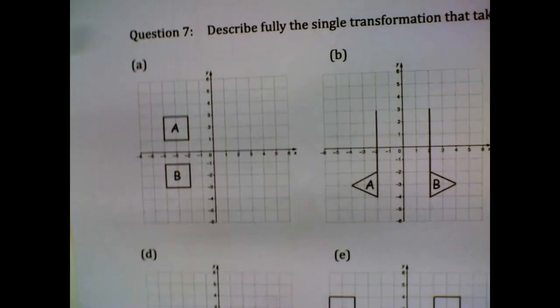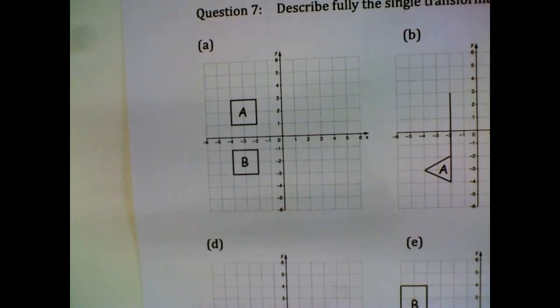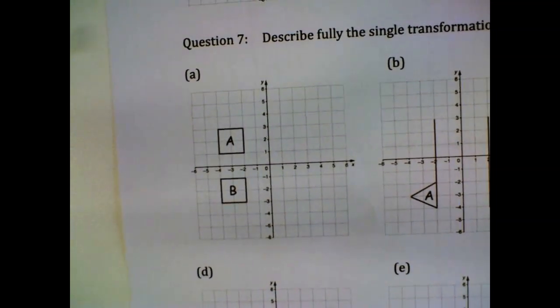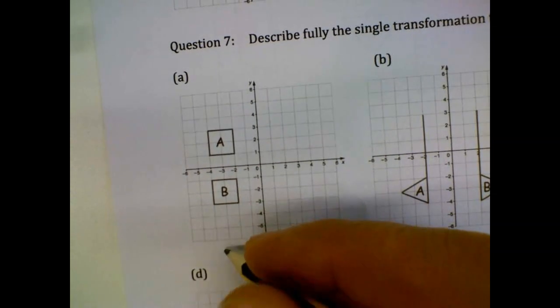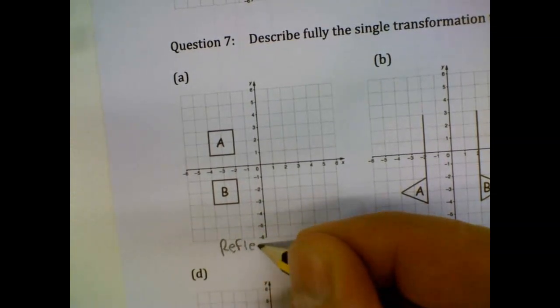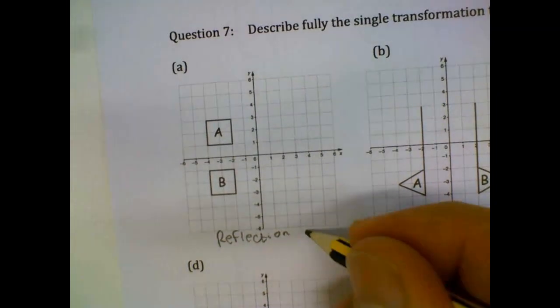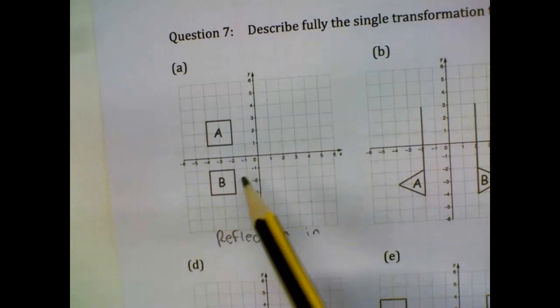So example 7 on my sheet here is telling me about describing these transformations. So we can see they are reflections. So I'm going to use the word reflection first because I get 1 mark for that. So reflection, and then I just need to say in what line or what mirror line. In, and what's the mirror line this time?